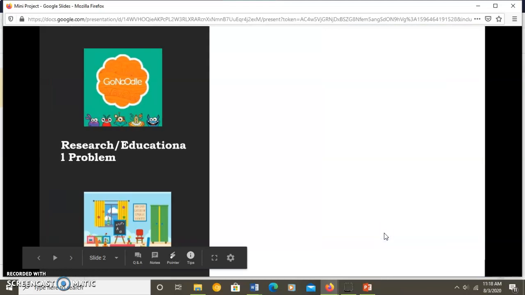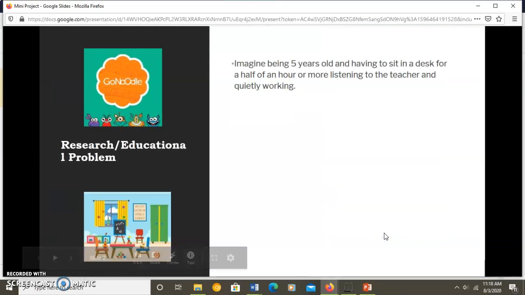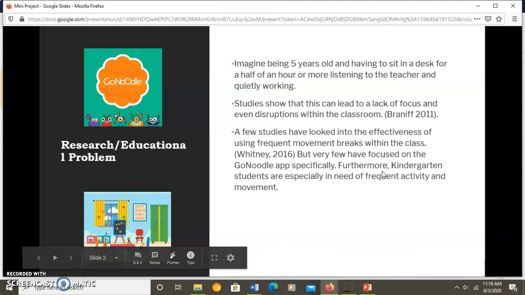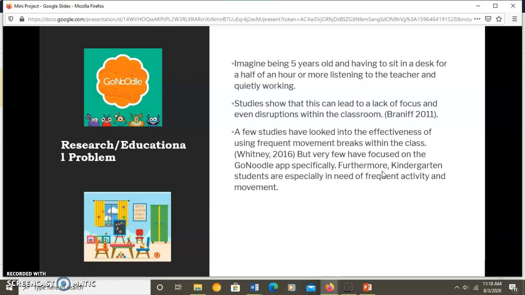So the research educational problem that we're thinking of is imagine being 5 years old and having to sit in a desk for a half of an hour or more listening to the teacher and quietly working. Believe it or not, that does happen in our classrooms today. Studies show that this can lead to a lack of focus and even disruptions within the classroom.